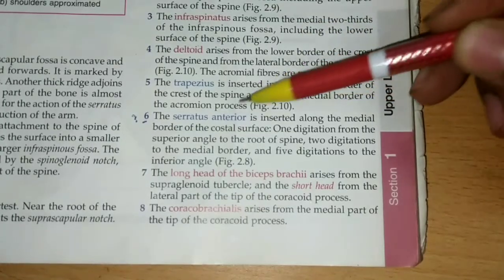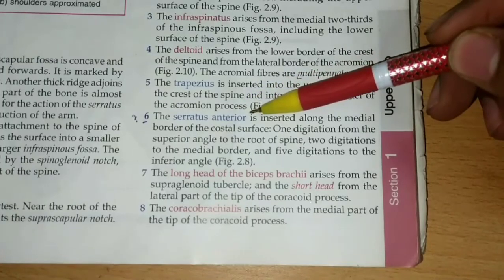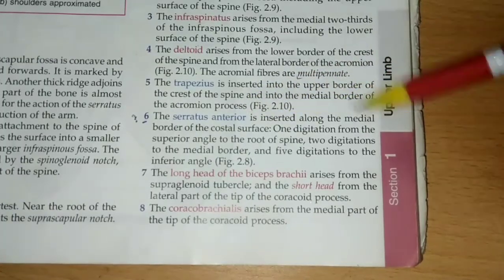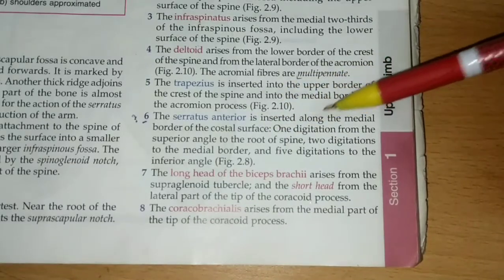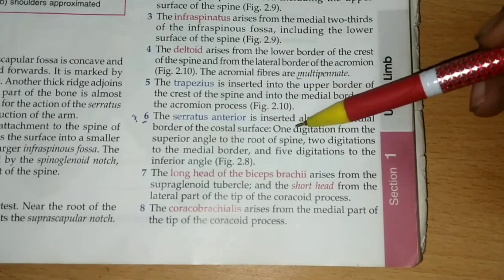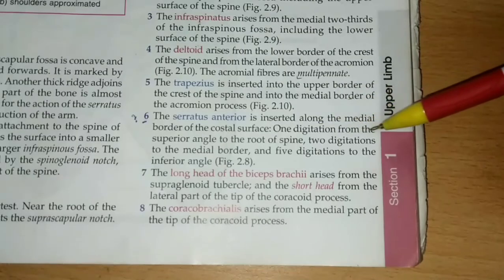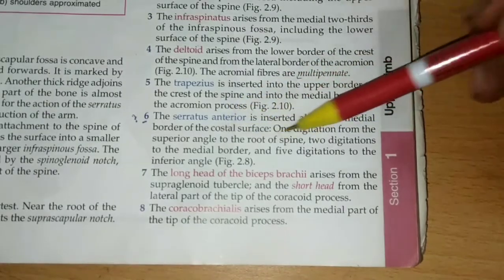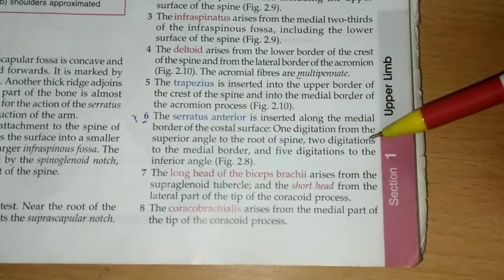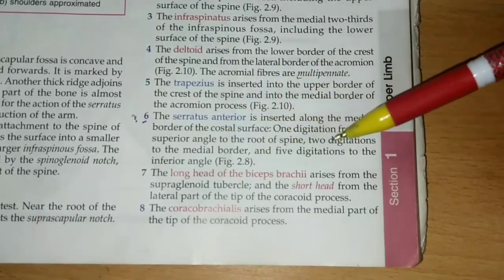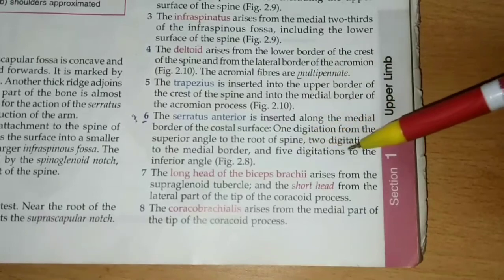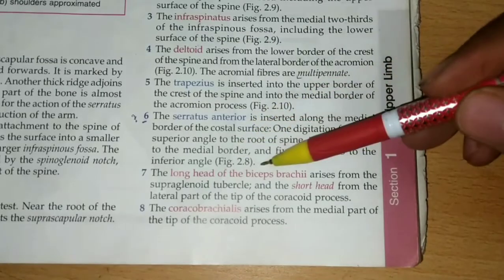Now coming to the sixth attachment, that is the serratus anterior, which is inserted along the medial border of the costal surface. It has various digitations. One digitation arises from the superior angle to the root of the spine. Second digitation arises to the medial border, and the other five digitations to the inferior angle.